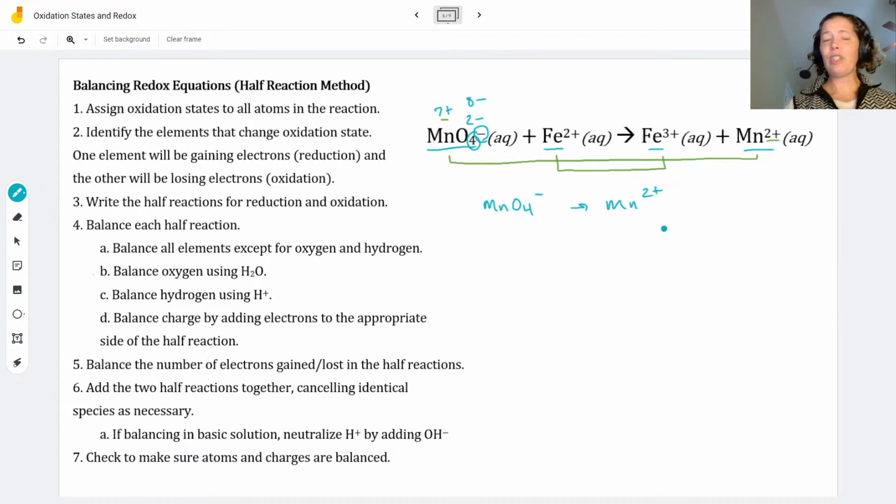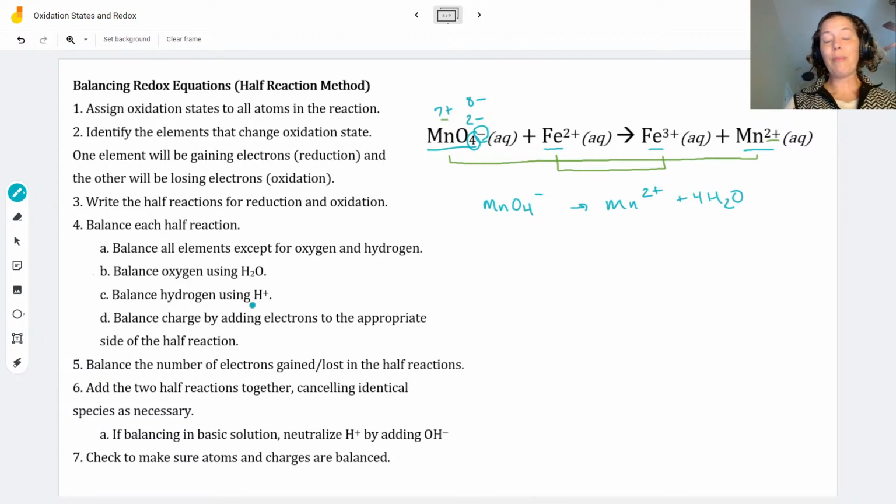Okay, so then I'm following my rules here. Okay, write the half reaction. So I've got my half reaction. So let's balance this half reaction. So balance all elements except for oxygen and hydrogen. Well, that would be my manganese, so that's already balanced, so that's fine. Now I'm going to balance oxygen using water. So I have 4 oxygens here on the reactant side, and I have 0 oxygens on my product side. So I'm just going to add 4 waters here. All right, so my oxygens are balanced.